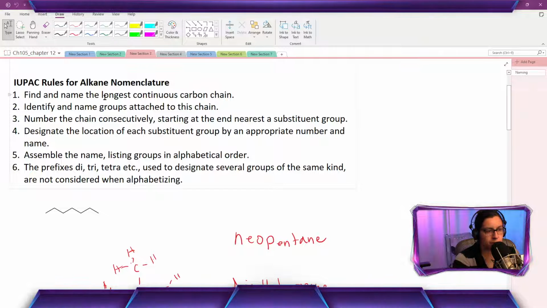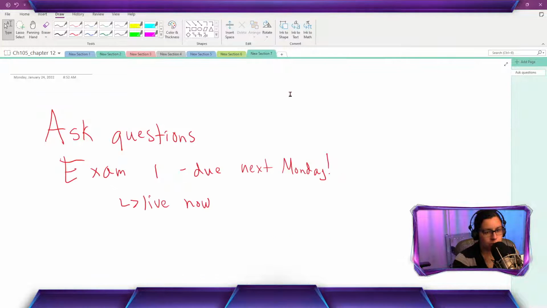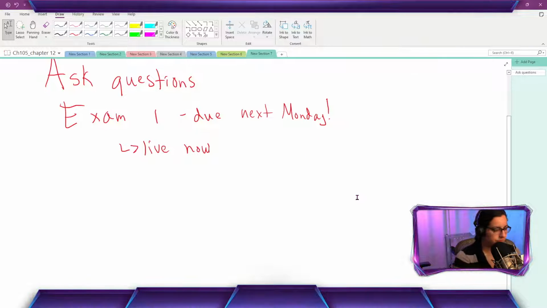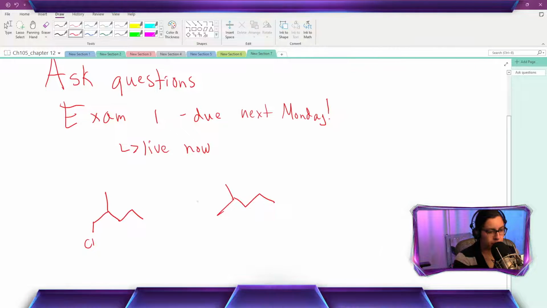So you want to identify the longest chain. But when you're identifying the longest chain, you're also looking at what groups are attached to that. So for example, let's say you have this and you have a chlorine here. Right now, that's going to change your priorities because without it, so let's just say, you have this molecule versus this.